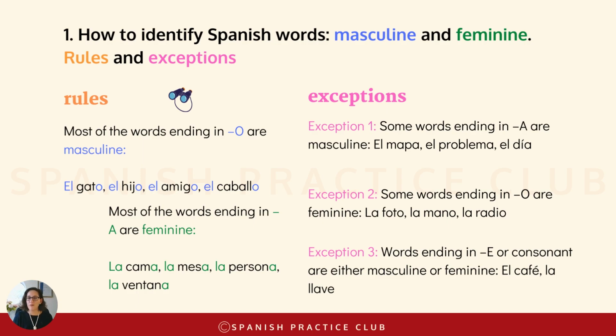Exception number 2, we have words ending in O that are feminine. For example, la foto, la mano, la radio, the photograph, the hand, and the radio. They all end in O, but they are feminine in Spanish. And then we also have words that end in the letter E or in a consonant, and so we wouldn't know whether they are masculine or feminine by looking at the ending, so we do need to learn the exceptions. For example, we have café ending in E, or we have llave also ending in E, but café is masculine and llave is feminine.